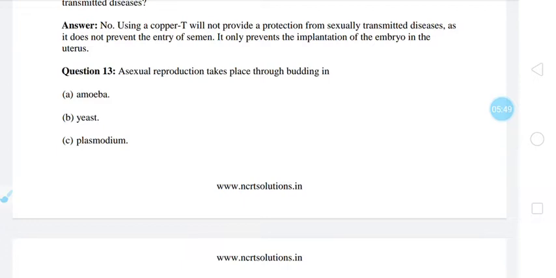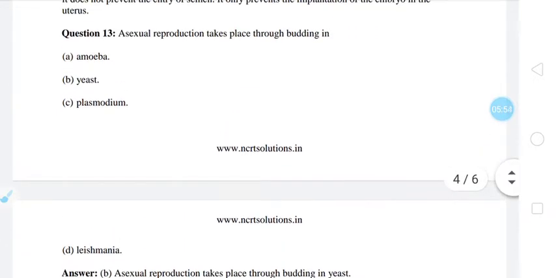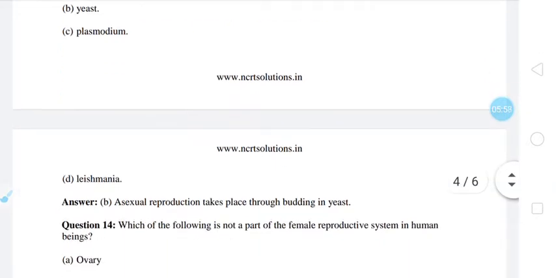Budding in which organism? It occurs in yeast, it also occurs in Hydra. So amoeba, yeast, plasmodium, leishmania, these are the options. Asexual reproduction takes place through budding in yeast.